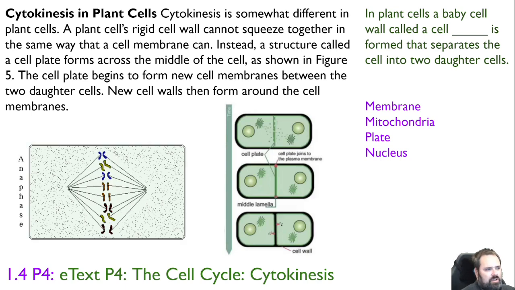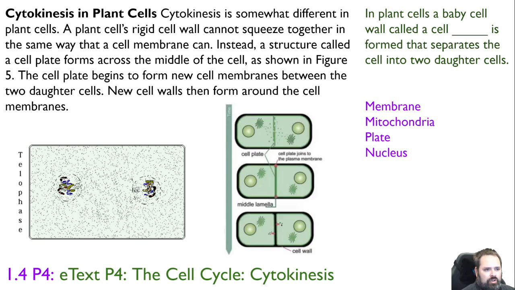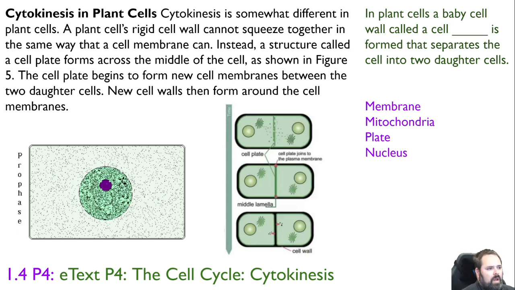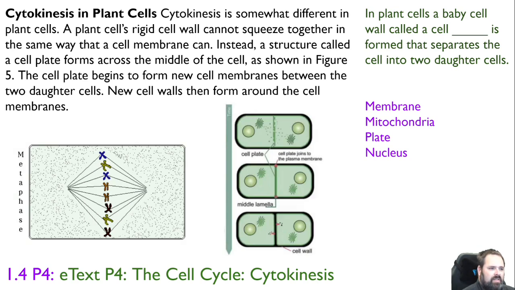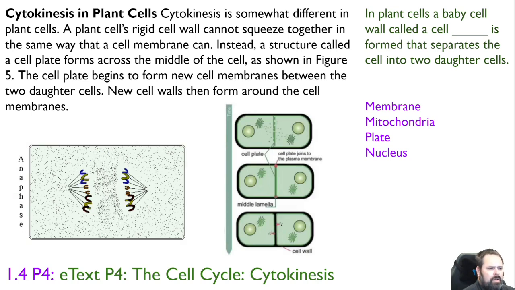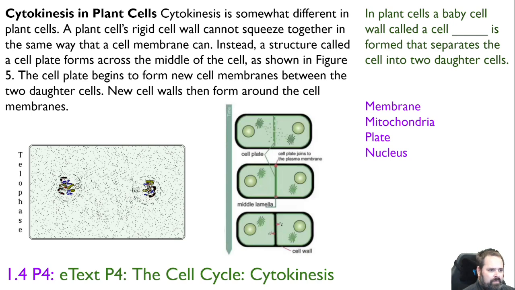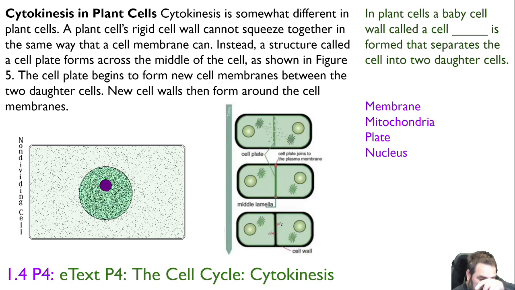Instead, the cell structure forms what we call a cell plate across the middle of the 2 new cells, as shown in figure 5. Okay? The cell plate begins to form. As the cell plate begins to form, a new cell membrane begins to divide the cell up. The new cell wall is then formed around the cell membranes. Okay? So, you can see that happening here.